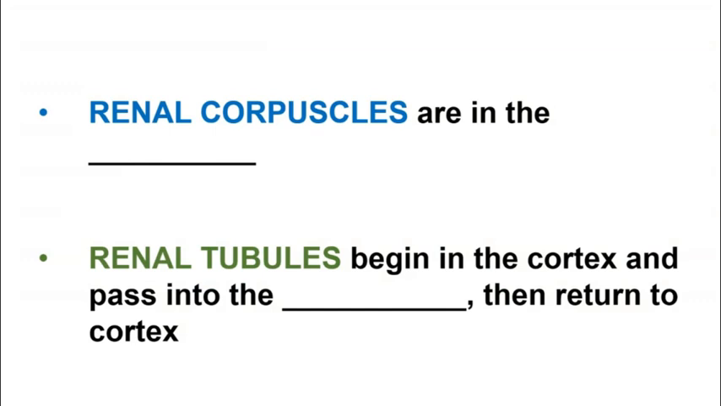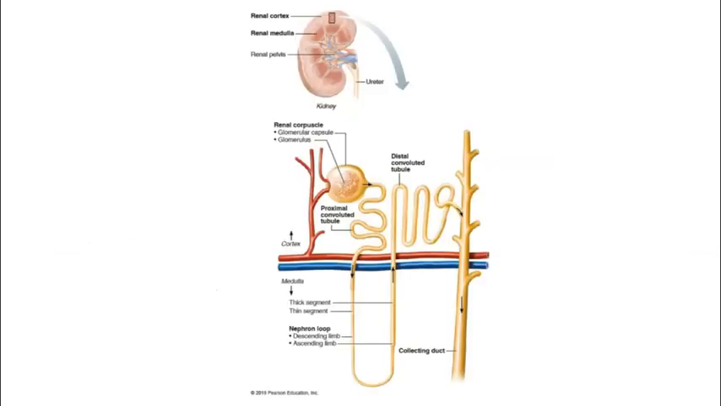The renal corpuscles and the renal tubules are located in slightly different regions within the kidney. The renal corpuscles are located within the renal cortex. The renal tubules begin in the renal cortex, dip down or pass into the renal medulla, and then return back to the cortex. So we see a couple of different regions of the kidney that these nephrons will pass through on their way through the body.